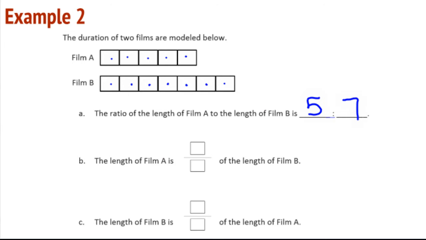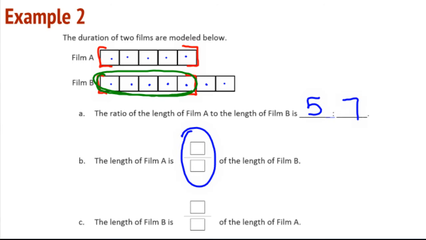And now we're going to state this as a value. The length of film A is a fraction of the length of film B. Well, let's make a quick comparison here. So here's film A, and it's got 5 units in it. If we were to put those 5 units in film B, we would say that film A is how much of film B? What fraction of film B is film A?